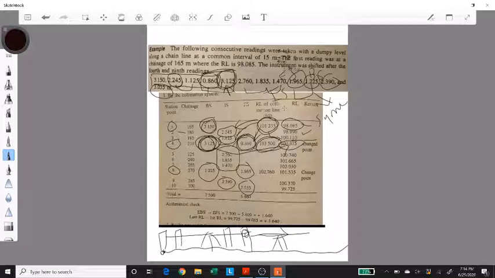For the next 3 points, we will subtract the intercepts from the height of the instrument, and we will get their reduced levels. Now after that, on the eighth station point, where we took the ninth reading, which was the foresight, from the same height of the instrument we will subtract the foresight, and we will get the reduced level of the second change point.